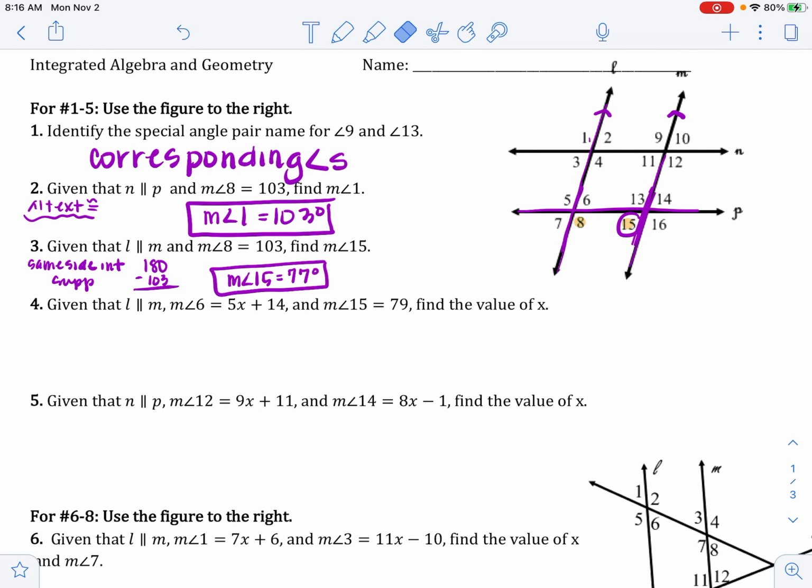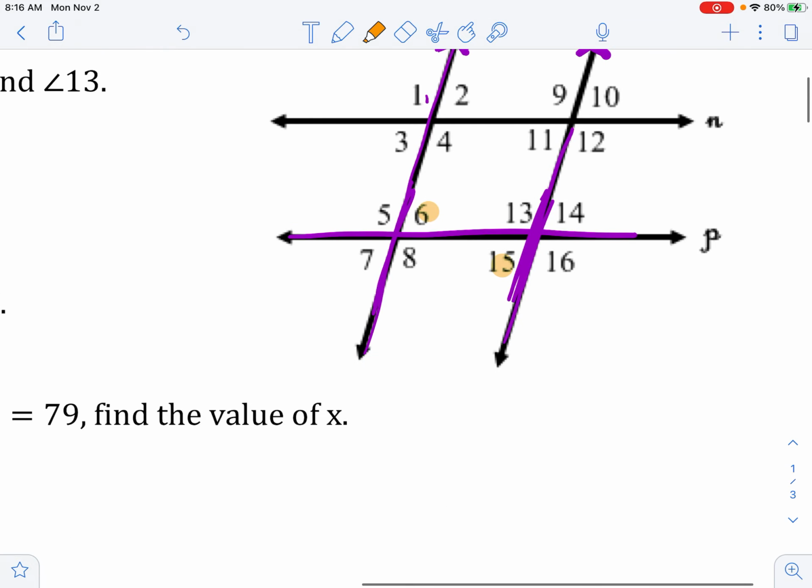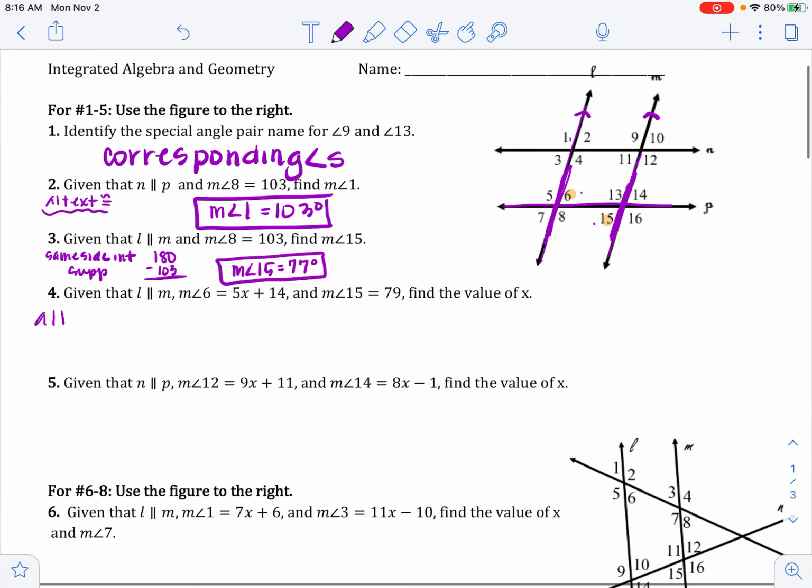All right, next one. Given that L is parallel to M, so we're still using the same set of parallel lines. Let me just erase the ones I circled. And then they say that the measure of angle 6 is 5x plus 14, angle 15 is 79. Find the value of x. So we have to see what kind of angles 6 and 15 are. So here's 15 and here's 6. I still have my parallel lines darkened from the last one. 6 and 15 are on the inside, but they're on alternate sides of the transversal, right? So they're alternate interior angles.